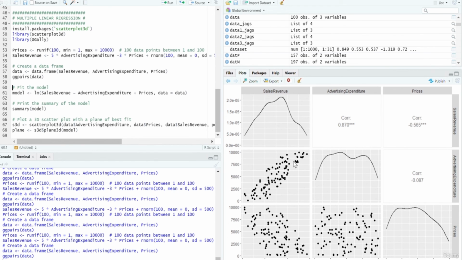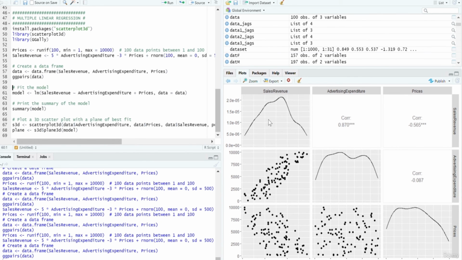As you can see, there's a positive relationship between the two. Here, though, we see prices and sales revenue. The relationship is fairly negative, but not as strong. Not a strong relationship, but still there's some there. And then here we can see that there's no relationship between prices and advertising expenditure. And so that's good. There's no multicollinearity right there. And so you can see that the correlation coefficient between advertising and prices is negative 0.087, which is practically 0. And then you can tell that advertising expenditure and prices are fairly correlated with sales revenue.